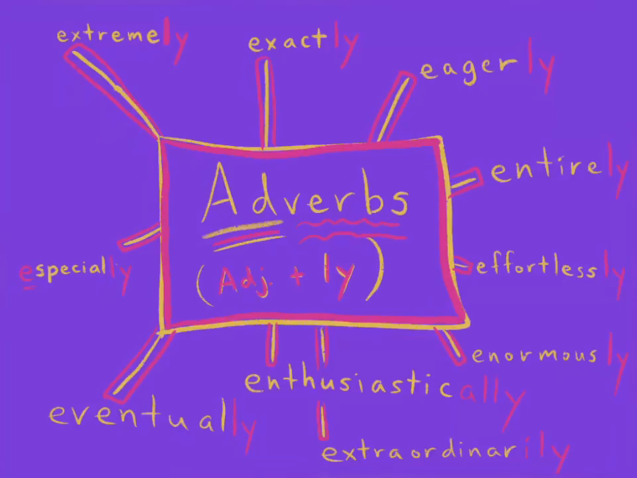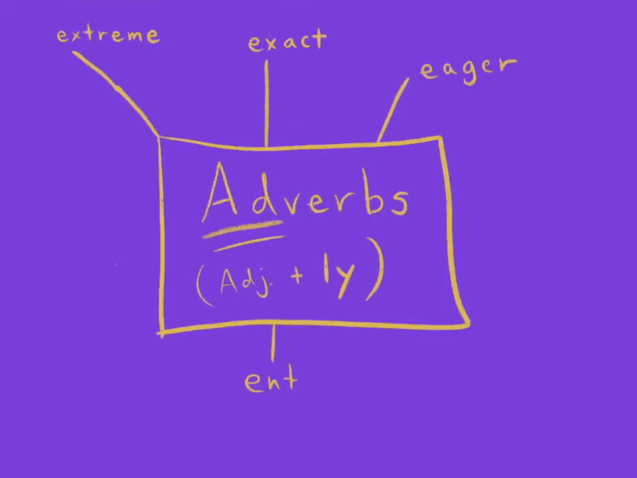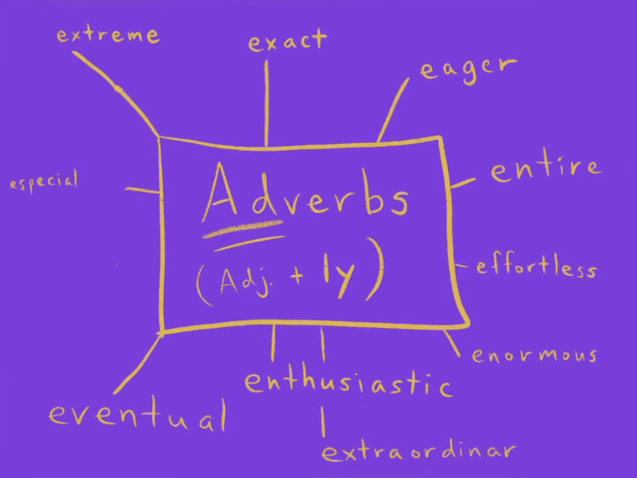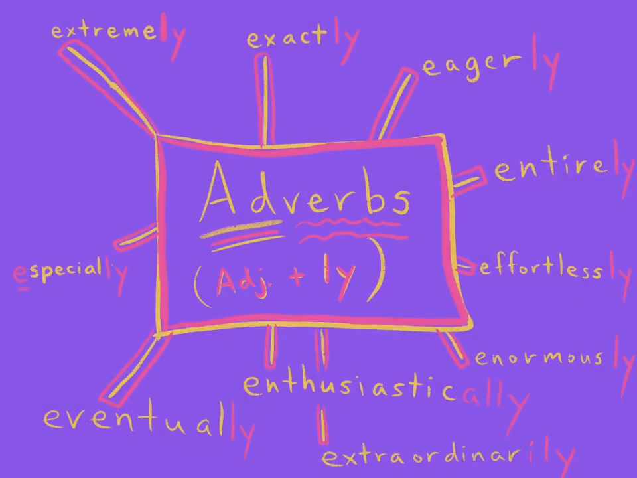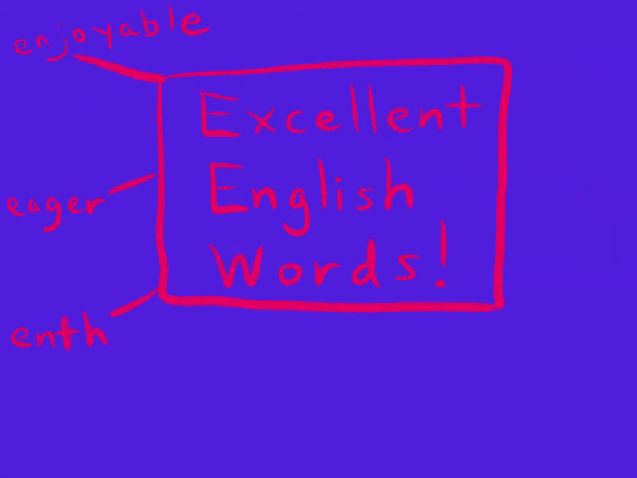We also had a few adverbs in our story. Adverbs are used to modify a verb. You take an adjective and usually you add ly. Some of the adverbs in our story were extremely, exactly, eagerly, entirely, effortlessly, enormously, enthusiastically, extraordinarily, eventually, and especially. And of course, we learned many new English words that start with E.